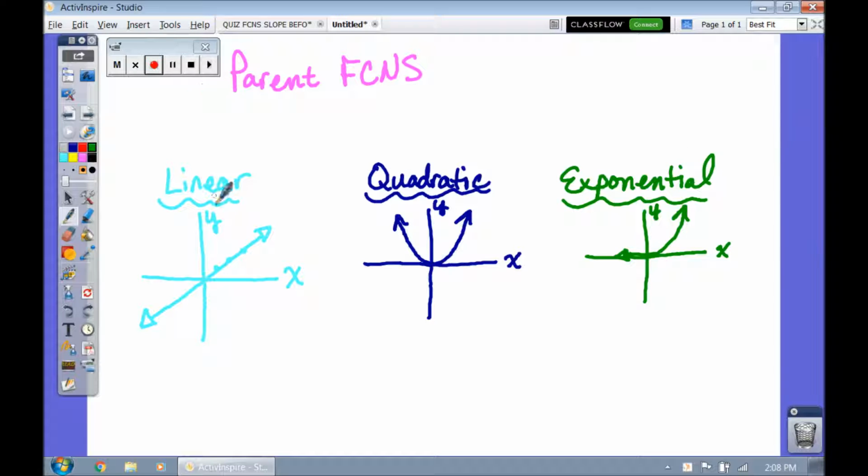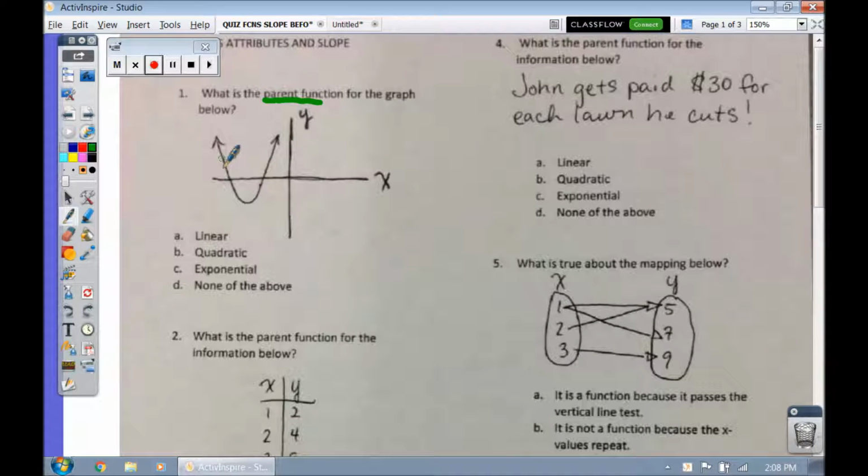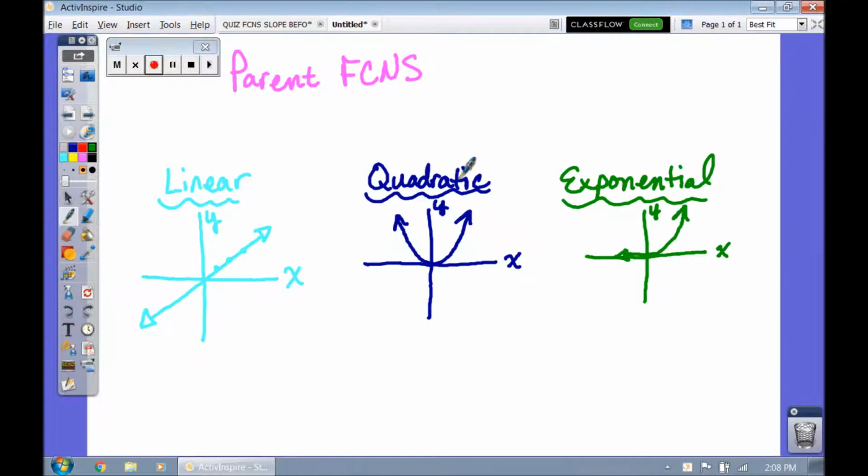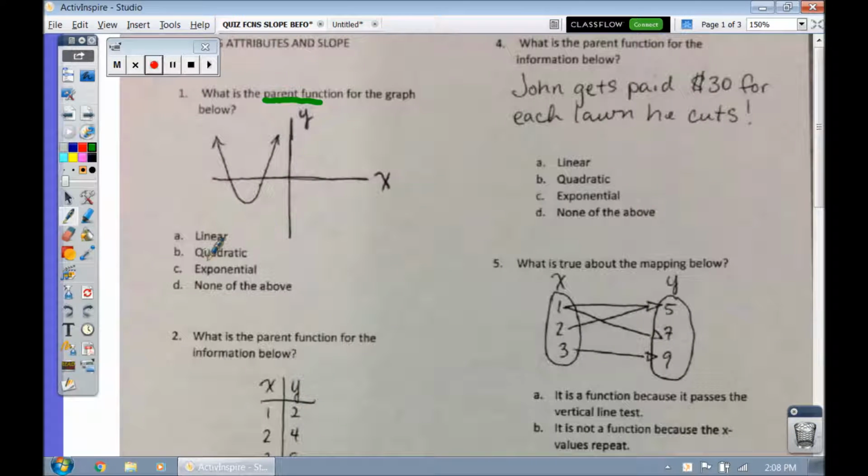So which one of these 3 looks like this graph here? Well, if you match it up, it looks like it's quadratic. So this answer is B, quadratic.